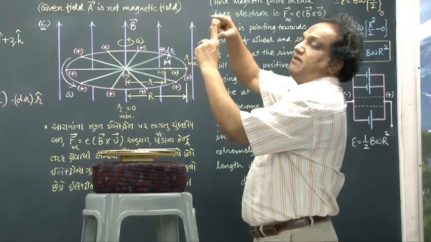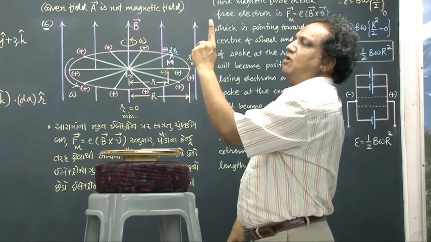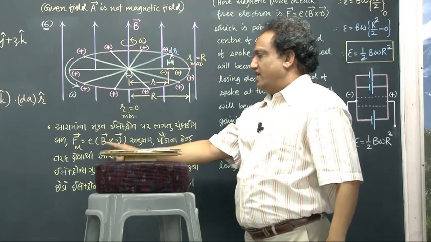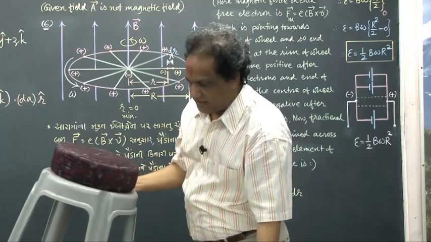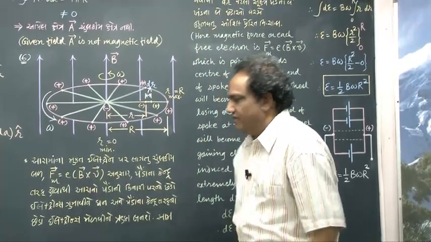This is vector B, magnetic field. This is vector V, instantaneous velocity. Come on. This is vector B, this is vector V. Now we want vector B cross vector V. Let us find out that. Come on. Direction of vector B cross vector V.